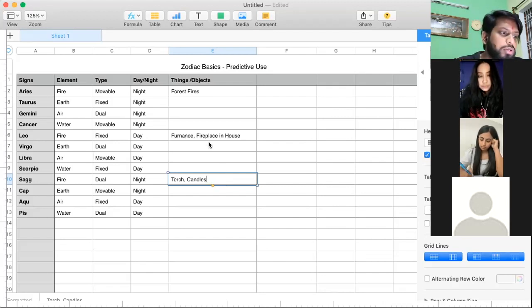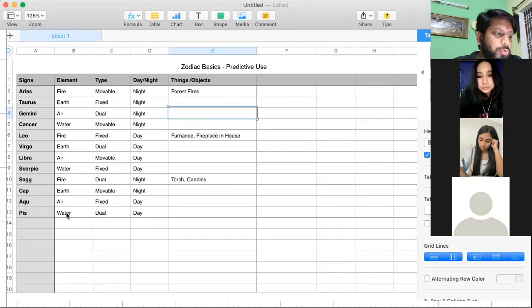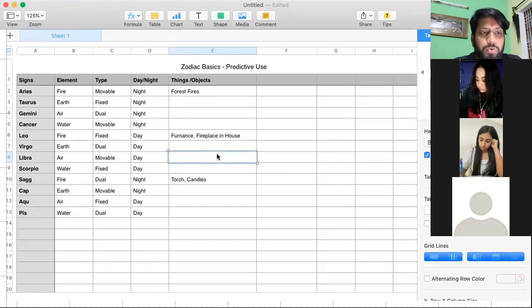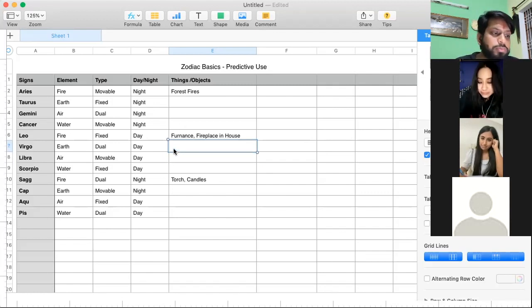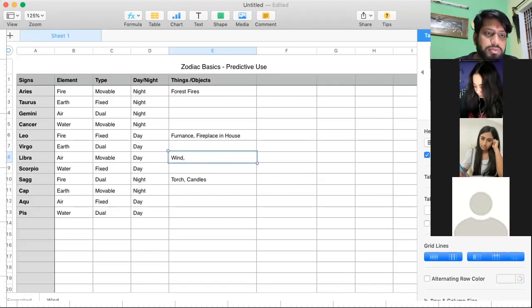Now you try for the air signs. Let's take air movable. Air movable is Libra. What will be the element of air which is very movable on a large extent? Wind, correct. Wind, cyclones. You know, the US has Oklahoma City, which generally faces a lot of tornadoes every year. Tornadoes, cyclones.